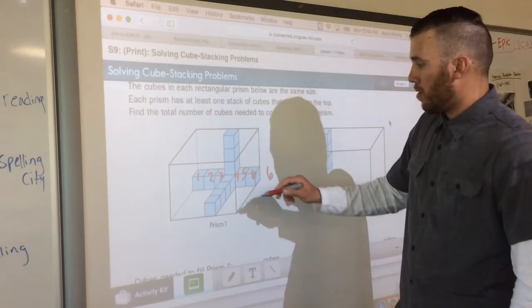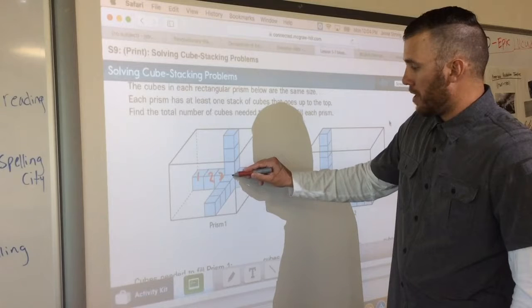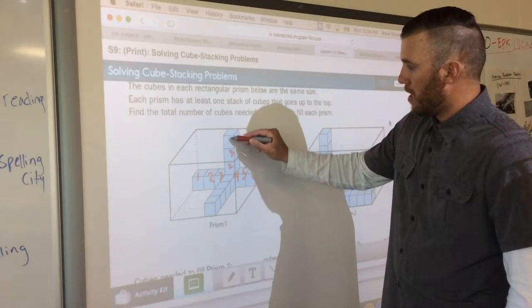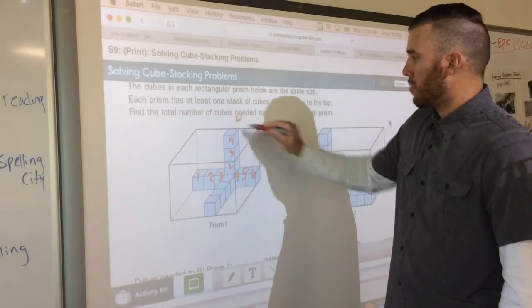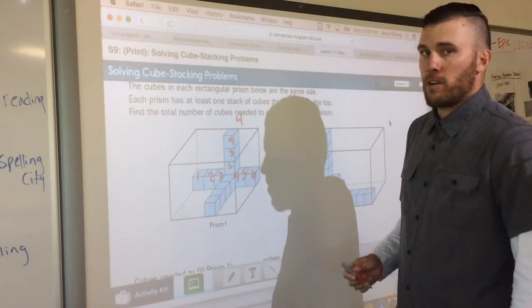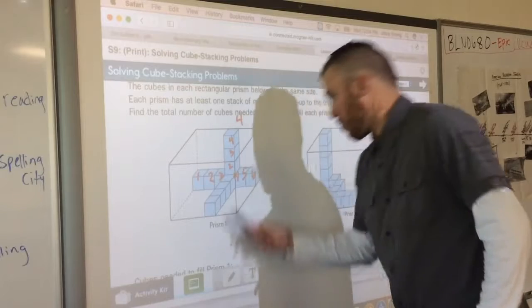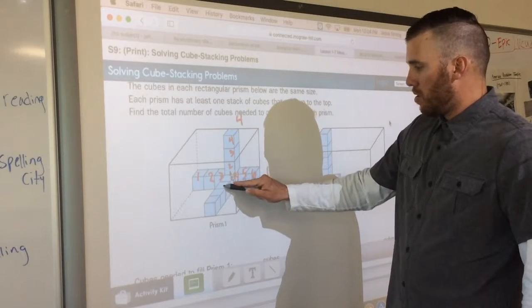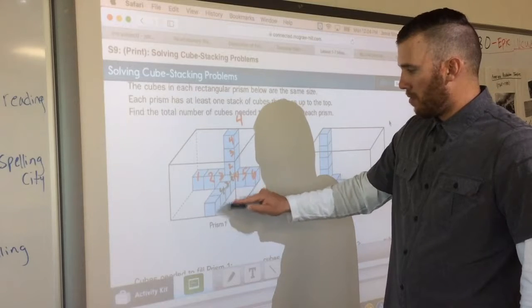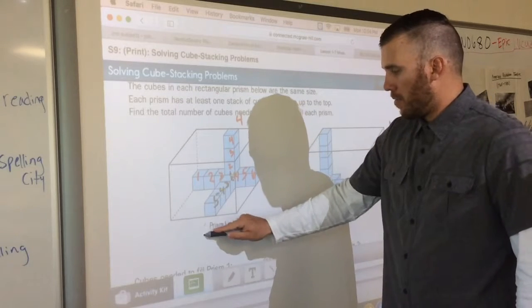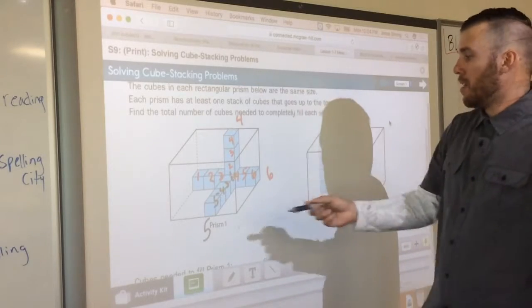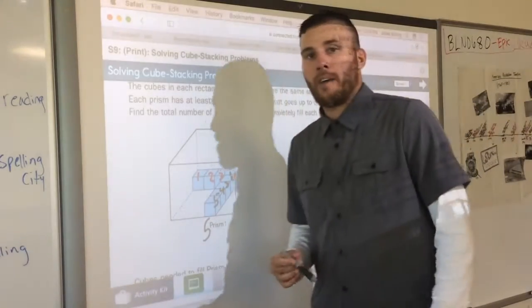All right, let's see how many are going up. There's one underneath here, so there's one stack down here. So 1, 2, 3, 4. There's 4 going up. Now let's see how many are going across this way. There's got to be one underneath here being stacked. 2, 3, 4, 5. So we have 5. So right now we have 4 in our height, 6 in our length, 5 in our width.